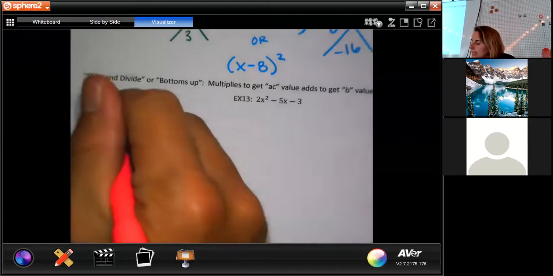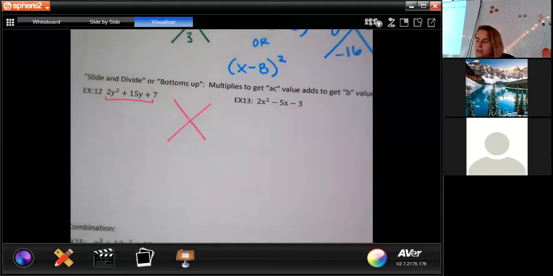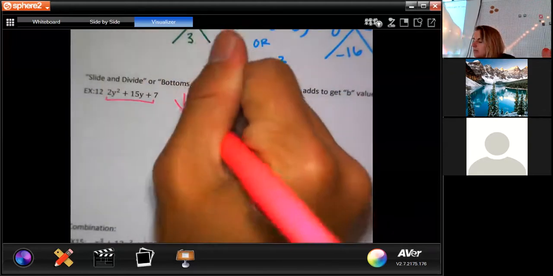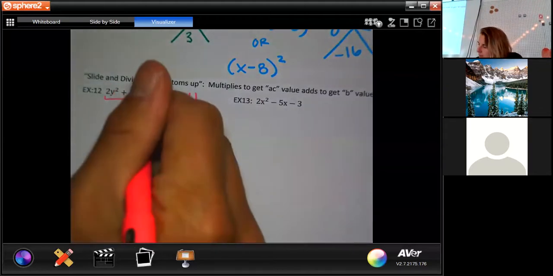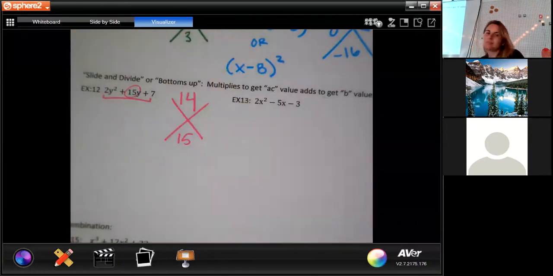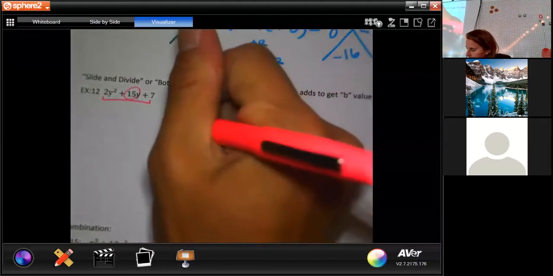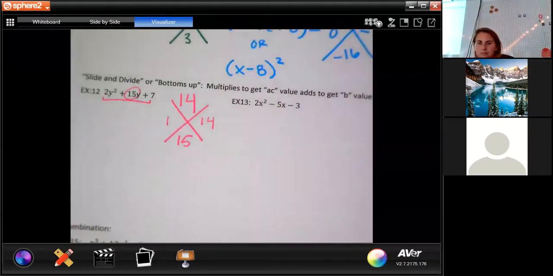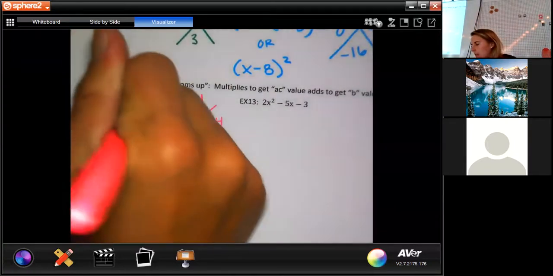So first we are going to slide, and we're going to slide 2 times 7. So 2 times 7 is 14. And that's the number that's going to go on top. Middle number here, 15, is still going to go on the bottom. All right, so that's the slide part. And then you're going to solve it the same way. What multiplies to give you 14 adds to give you 15. 1 and 14. And we're still going to put it in our factors. X plus 1, x plus 14.